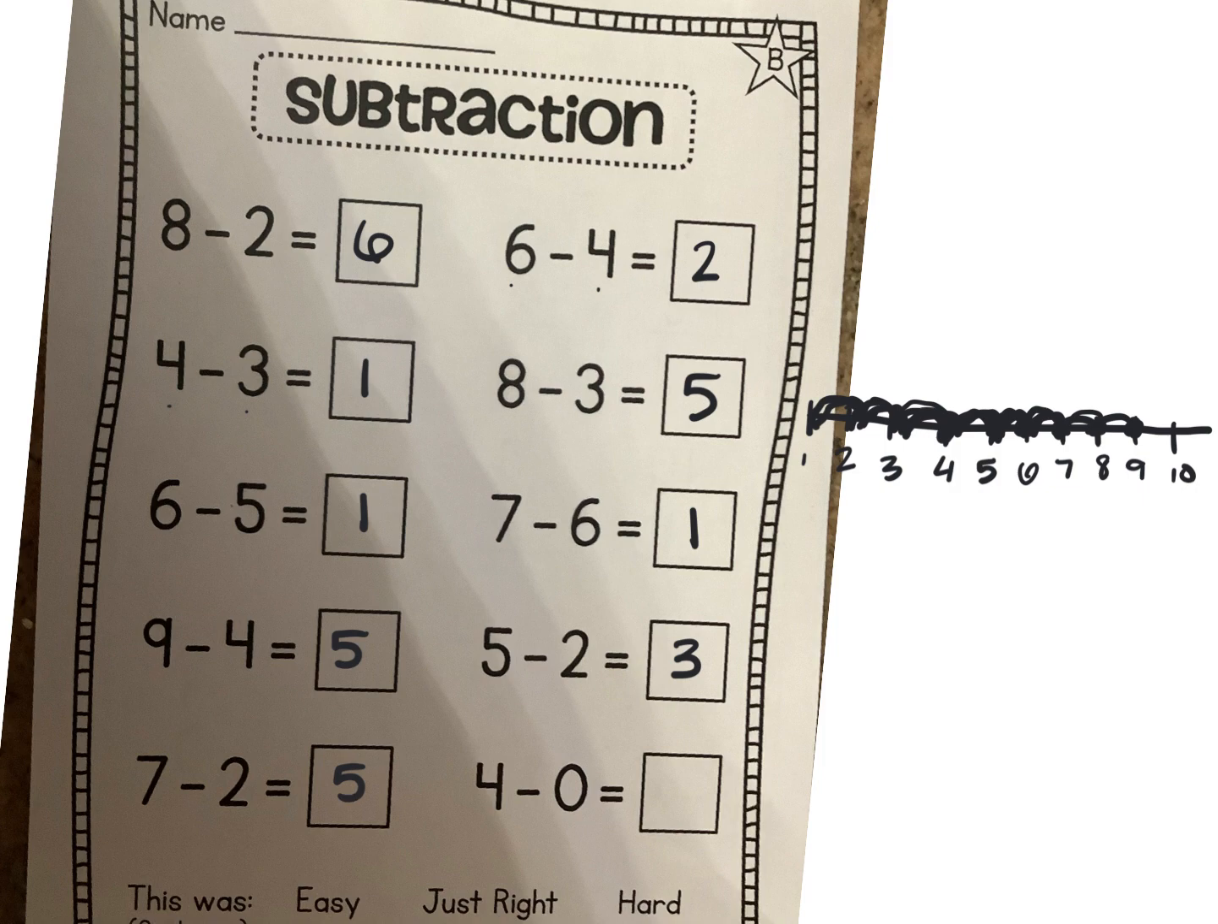That one's 5. And if I do 4 minus 0, I start on 4 and I don't go anywhere, so the answer is just 4.